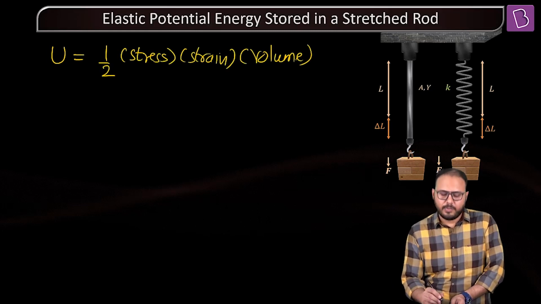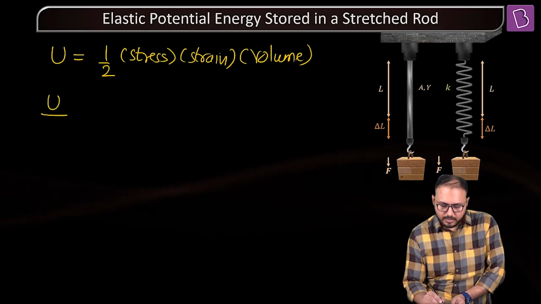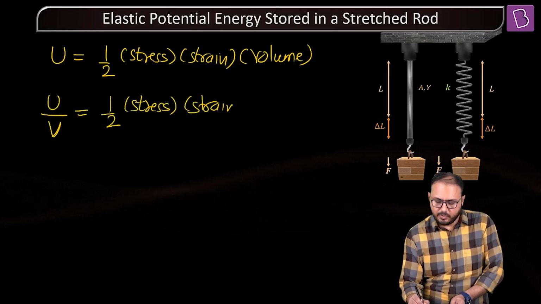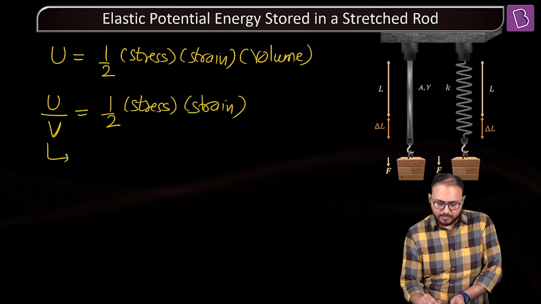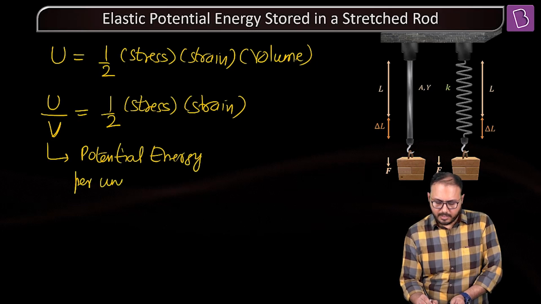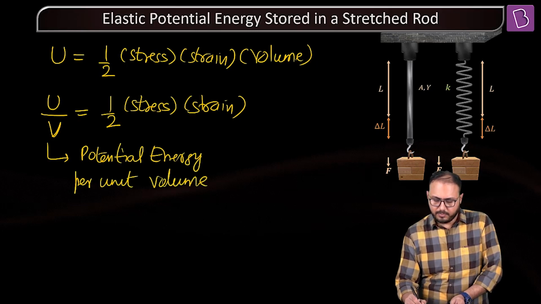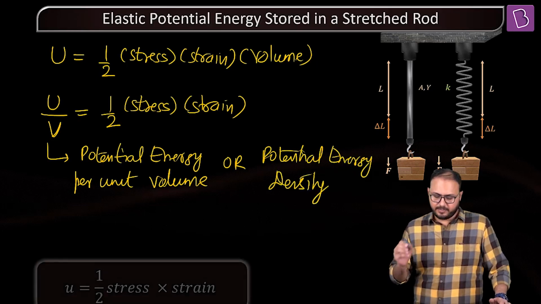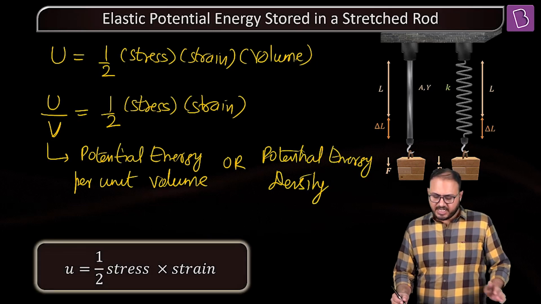Yes, sir. How about I take the volume down? U upon V is half stress into strain. Nice. What is U upon V? Potential energy per unit volume, or potential energy density. And what is this potential energy density formula?